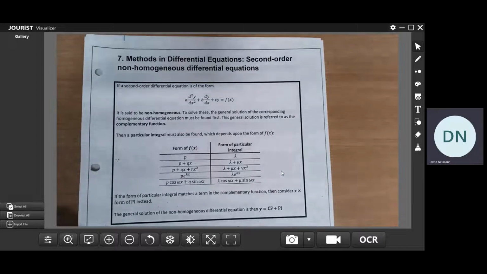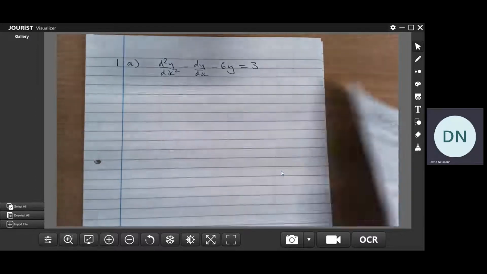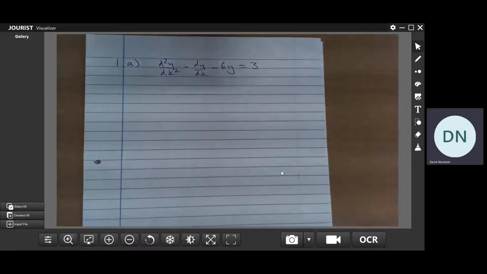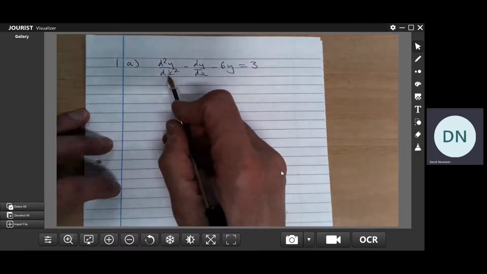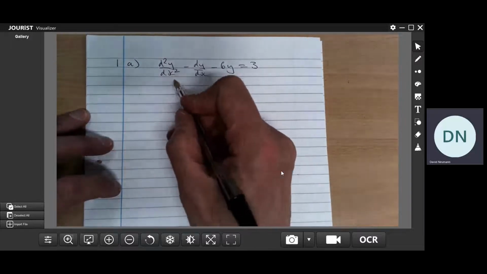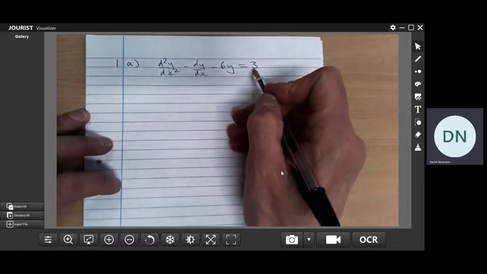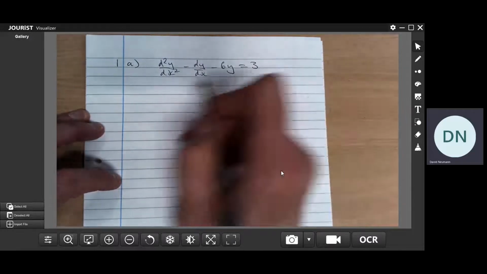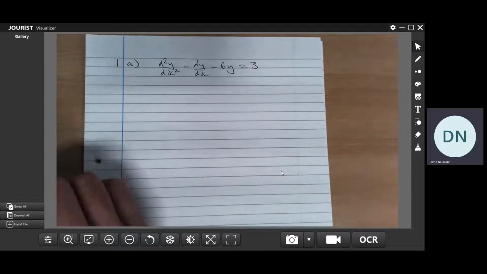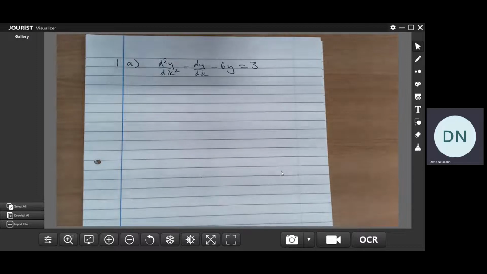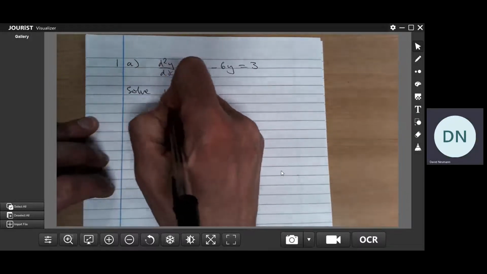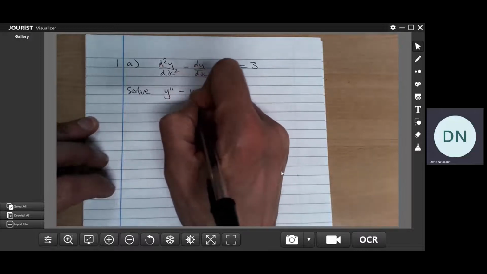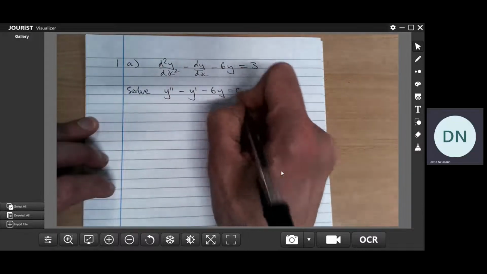So let's have a look at the first example here, and then we'll go on to a series of related examples. Here we've got something very similar to what we saw before, but on the right hand side we've got equals 3 instead of equals 0. For each of these equations we're going to start by solving the homogeneous equivalent. So we're going to solve, in short form, y'' minus y' minus 6y equals 0.